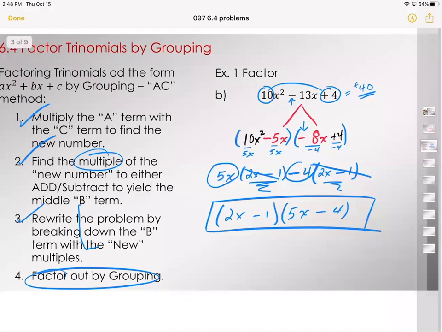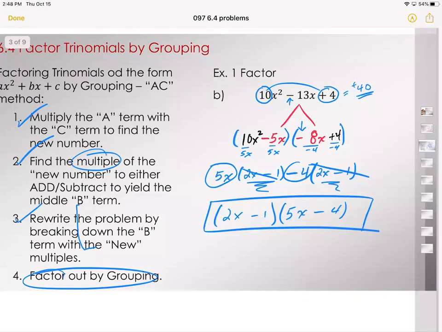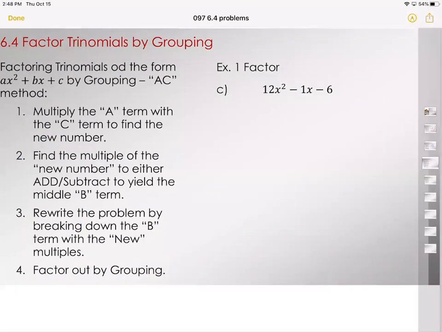Let's try this thing. For me, because I learned it with trial and error, this is what I do: I look at this problem and I do the trial and error. I tell myself that okay, my 6 is negative. One of them is positive, one of them is negative, and I have to subtract to give me 1. So I put in the 12, 3 times 4 is 12. The x times the x is x squared.